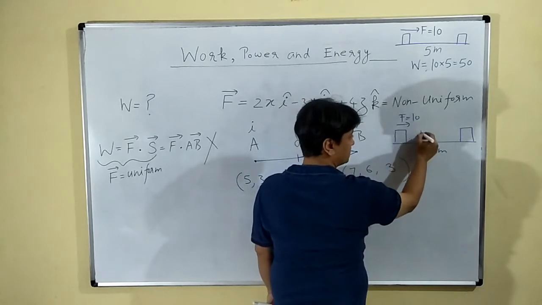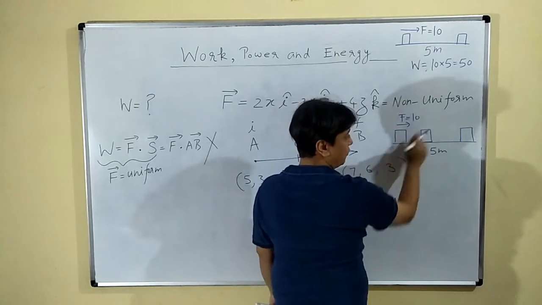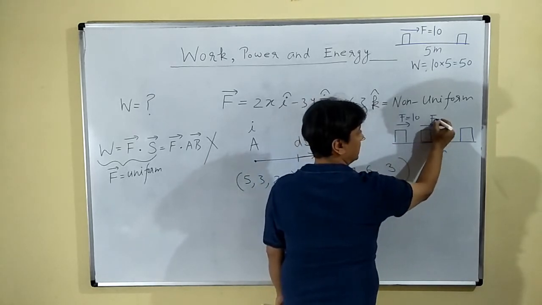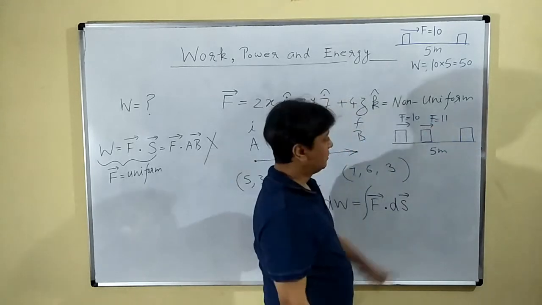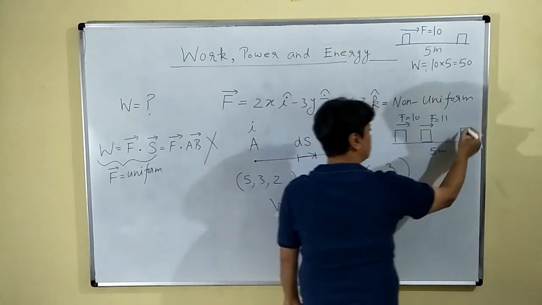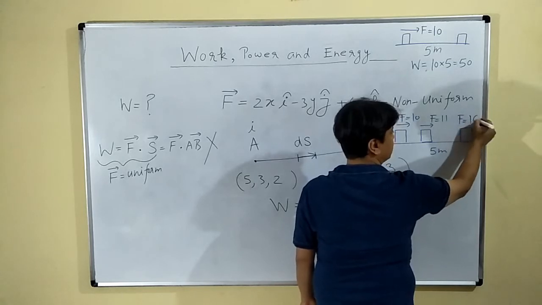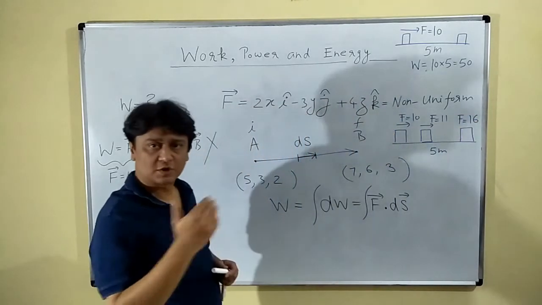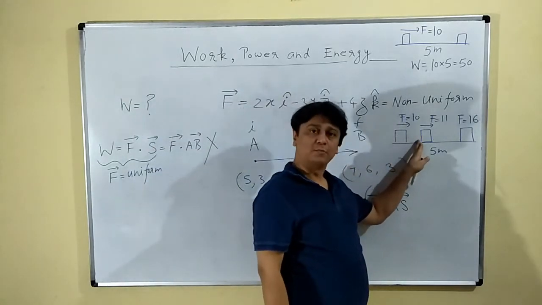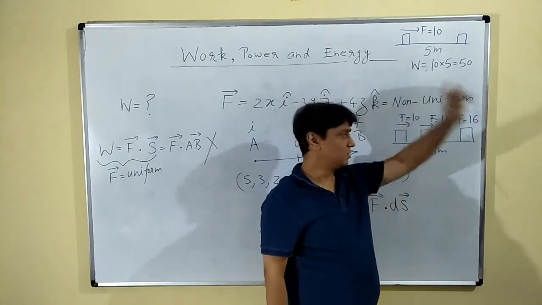But as it moves, force continuously changes. Somewhere here, force gradually increases and it becomes 11. Somewhere here, 12, 13, 14, 15, and so on. Let's say when it reaches this position, force has become 16. Force was continuously increasing: 10, 10.1, 10.2, 10.3, 11.1, 11.9 and so on.